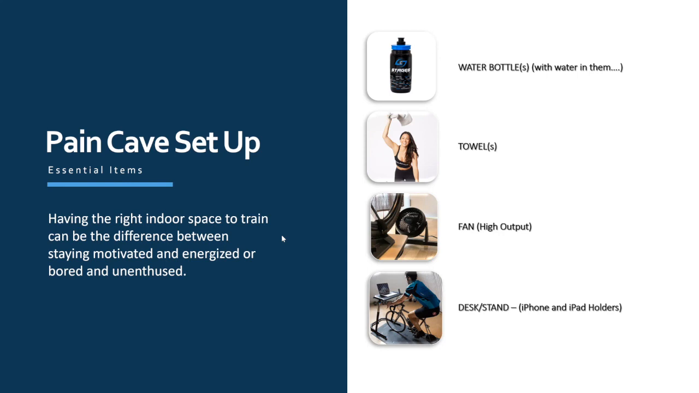The next thing I have listed here is a desk or a stand. Really important because depending on what kind of setup you have, it may be where you'll have to set your laptop. It may be where you'll have to set your tablet. It may be where you'll need to set your drinks or other accessories that you'll need during the time when you're on the bike, like your water bottle and your towel and things of that sort.